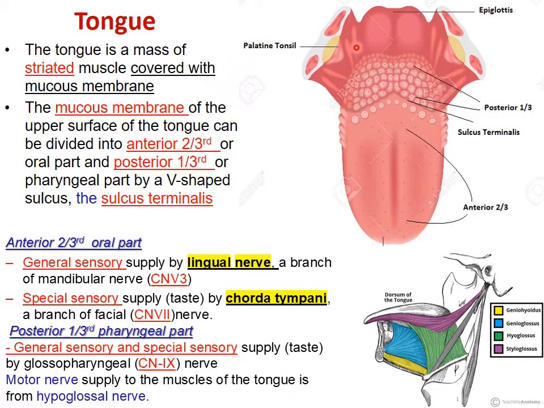Now this is the mucous membrane. When you remove this mucous membrane, inferiorly you will find these muscles, right? When you innervate the muscles, they are called the motor nerves, right? So the motor nerve supply to the muscles of the tongue is from the hypoglossal. So which one is the hypoglossal? Now come to the next slide.